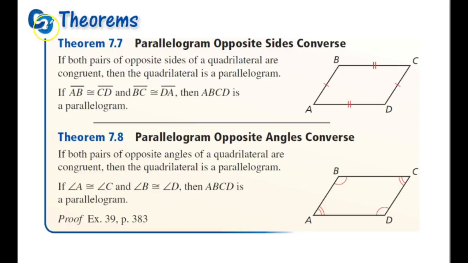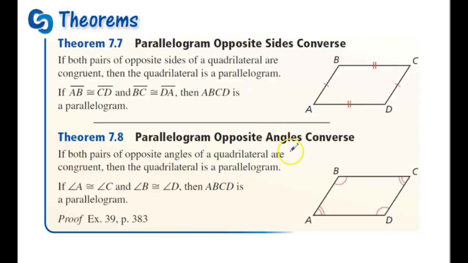So here's some theorems. The parallelogram opposite sides converse theorem tells me that if both pairs of opposite sides of a quadrilateral are congruent, then the quadrilateral is a parallelogram, right? So in our last section we said that if it is a parallelogram, then the sides are congruent. Well, here we're going to be given side lengths and have to tell if it is a parallelogram. So it's working the other direction.